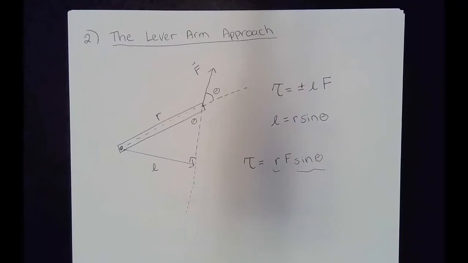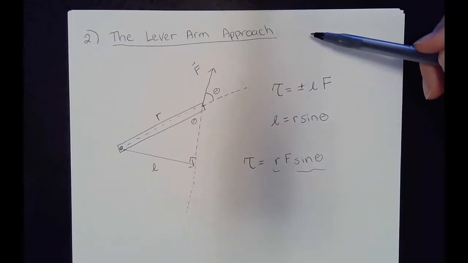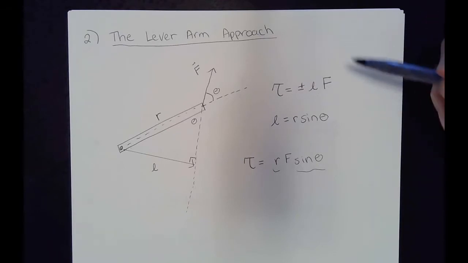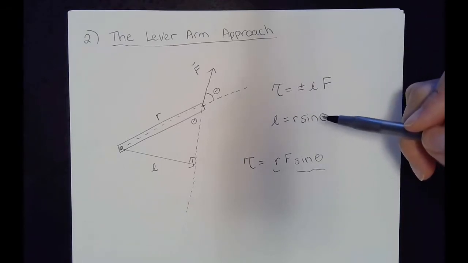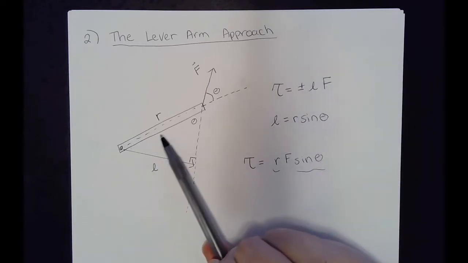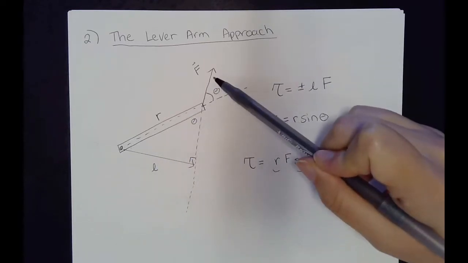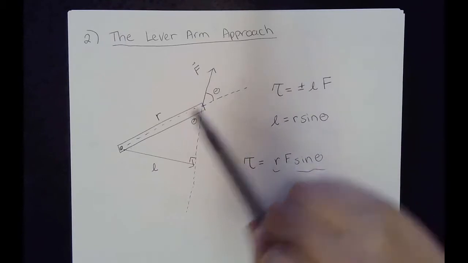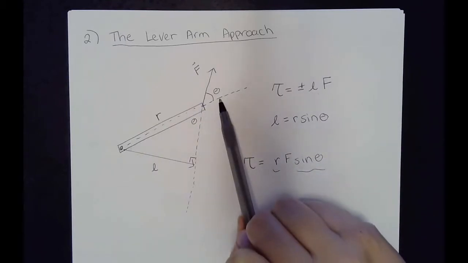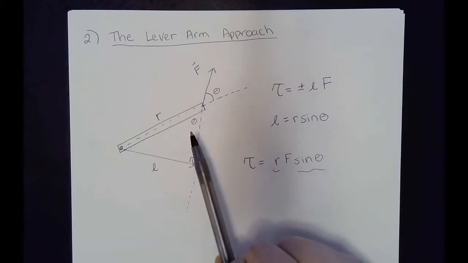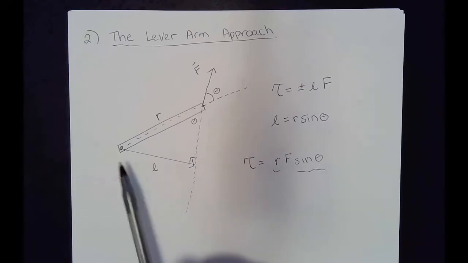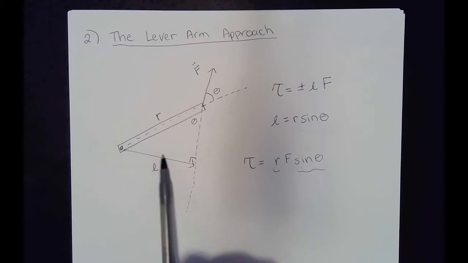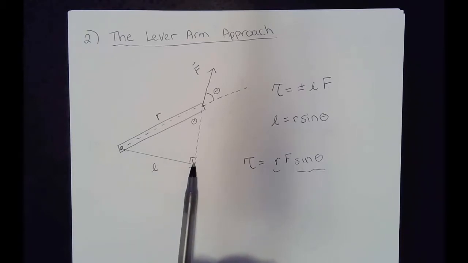The second method for calculating torque is called the lever arm approach, and this method would often be useful for objects at an angle or irregular shaped objects. So let's consider this beam here with force F acting at a distance r from the axis of rotation at angle theta. The lever arm is this length here, and this is the distance that points from the axis of rotation to the line of action of the force.